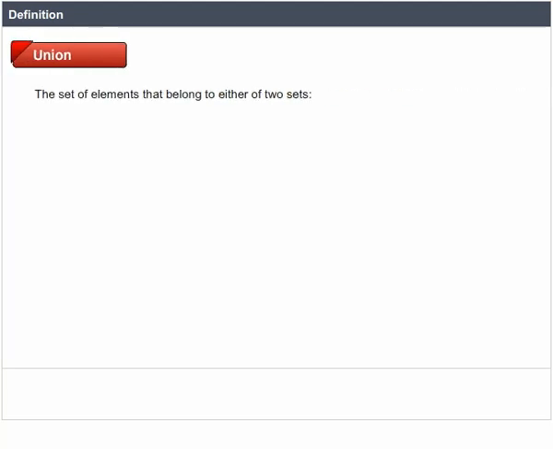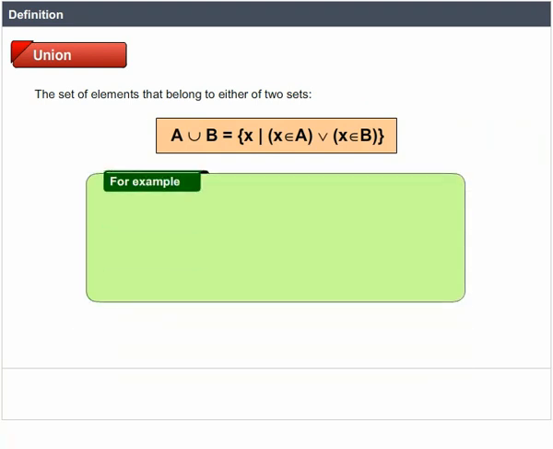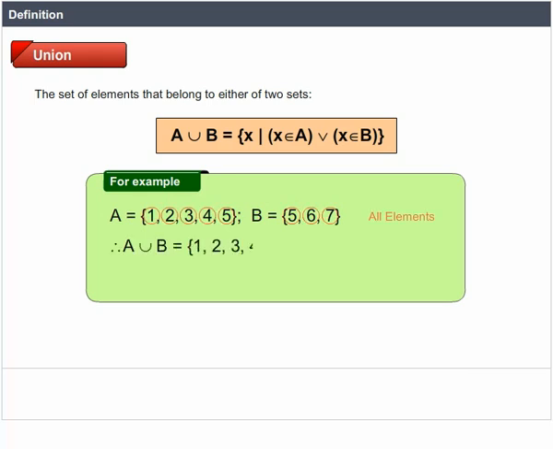Union. The set of elements that belong to either of two sets. A union B equals {x such that x belongs to A or x belongs to B}. For example, A equals {1, 2, 3, 4, 5} and B equals {5, 6, 7}. A union B equals {1, 2, 3, 4, 5, 6, 7}. We just want to join all the elements in this example. That is the meaning of A union B. All the elements in the given sets is called the union.